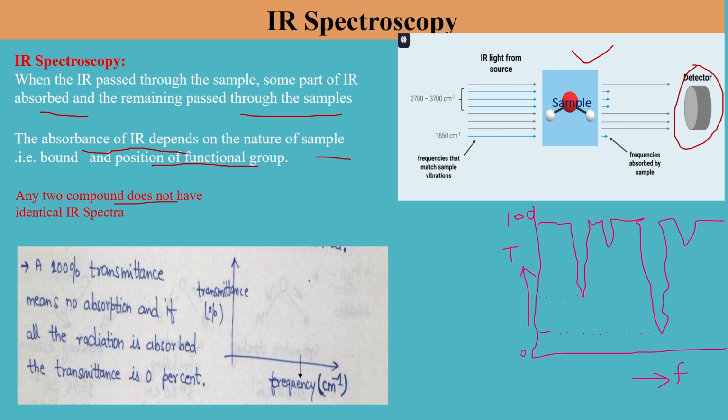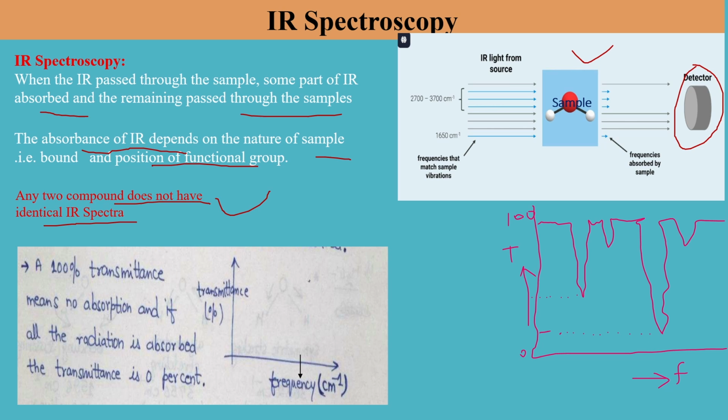Any two compounds do not have an identical IR. It is very characteristic. Even if you have the same compound, they do not have a similar IR. Suppose you have taken some drugs, especially caffeine or paracetamol, from another company. Even though paracetamol is a compound, you can identify that they will not remain identical. The IR spectra of the two companies will not be identical.